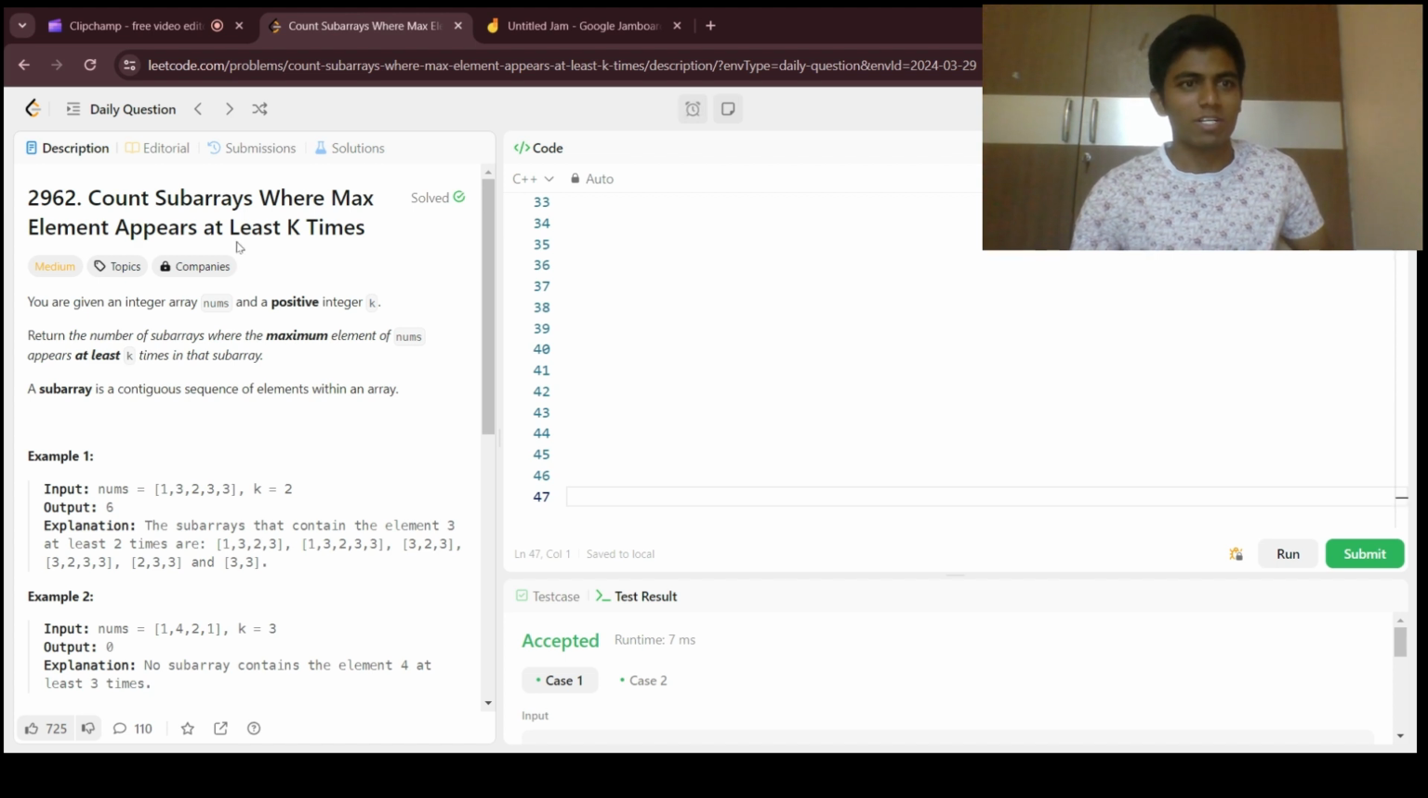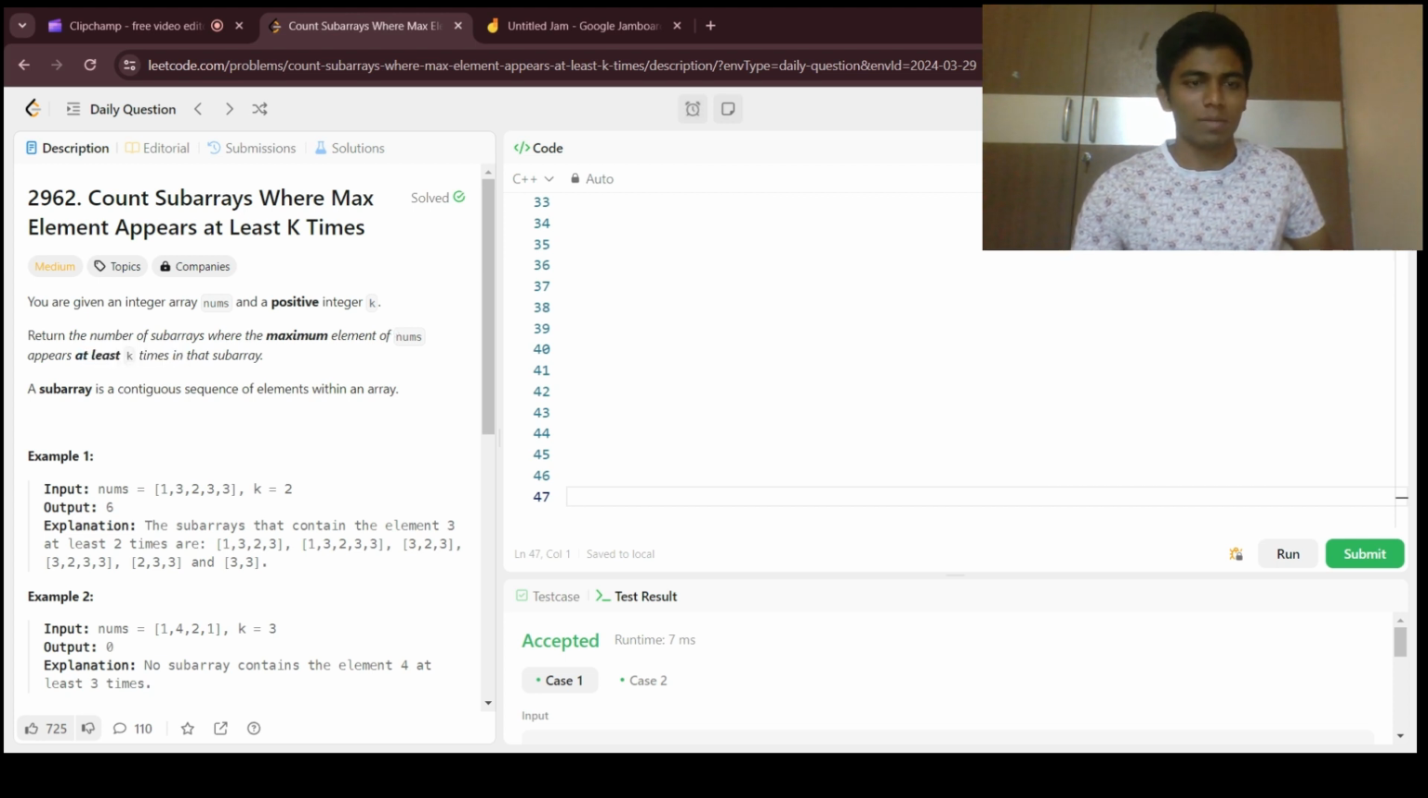So today we are going to be discussing today's LeetCode question, which is count subarrays where the maximum element appears at least k times. We are given an array of nums and a positive integer k. We need to find the number of subarrays where the maximum element of nums appears at least k times in that particular subarray.